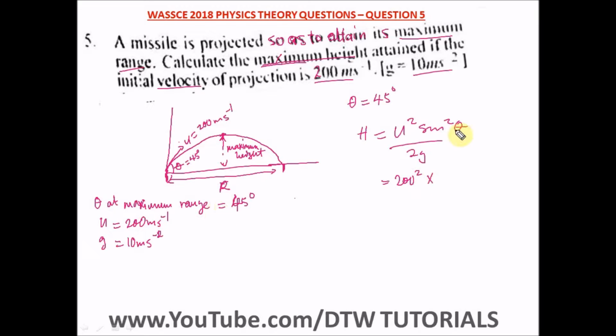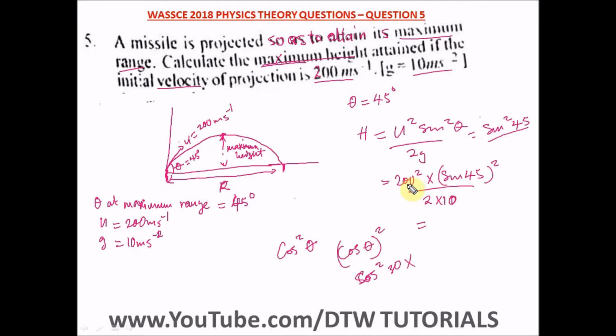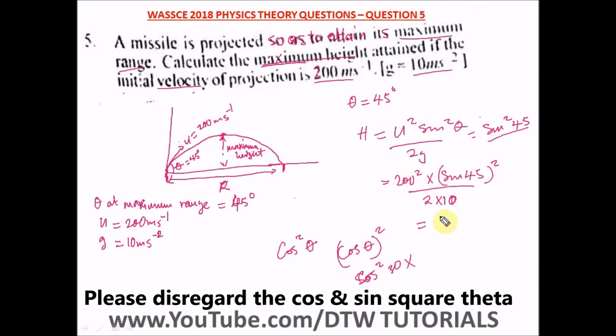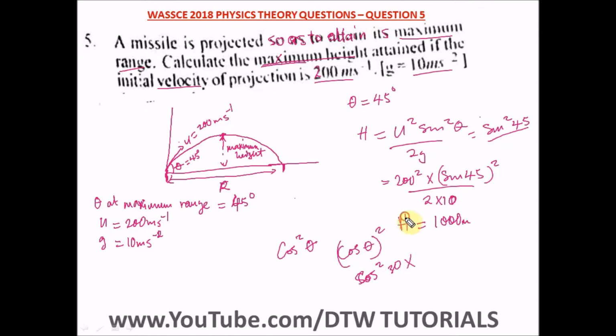we have, as this is 45, sine 45 all square divided by 2 times 10. All right, so here when you punch in all these values in your calculator, you're going to get 1000 meters. All right, so this is our maximum height. H is equal to 1000 meters. So this is our answer.